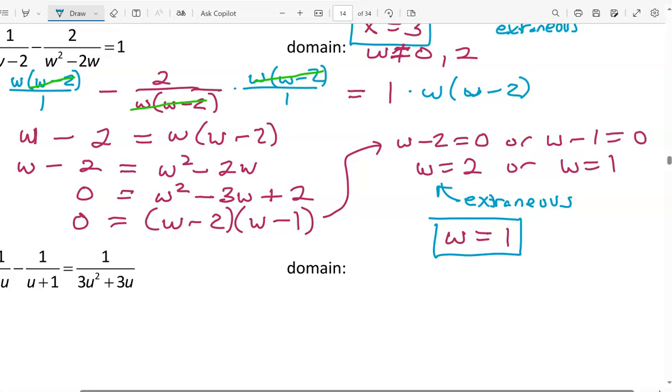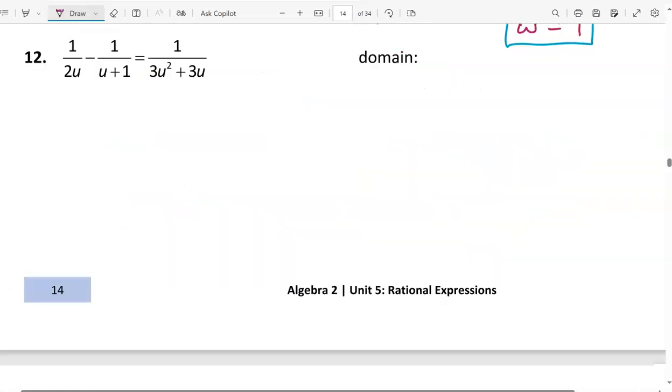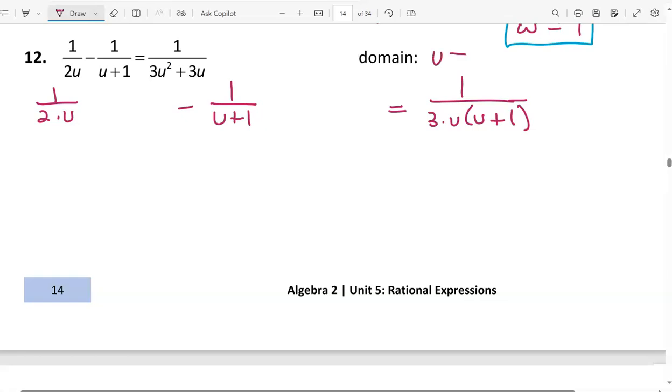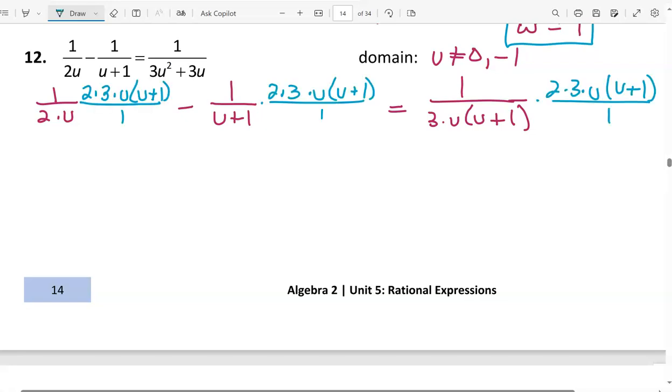In number 12, we're going to begin by factoring each of the denominators. And once each denominator is factored, it will be clear that when each factor in the denominator is equal to 0, it'll cause the denominator to equal 0. So therefore, u may not equal 0 or negative 1. Now we're going to multiply by the least common denominator, which is 6 times u plus 1, or if you want to leave it in factored form, 2 times 3 times u plus 1.